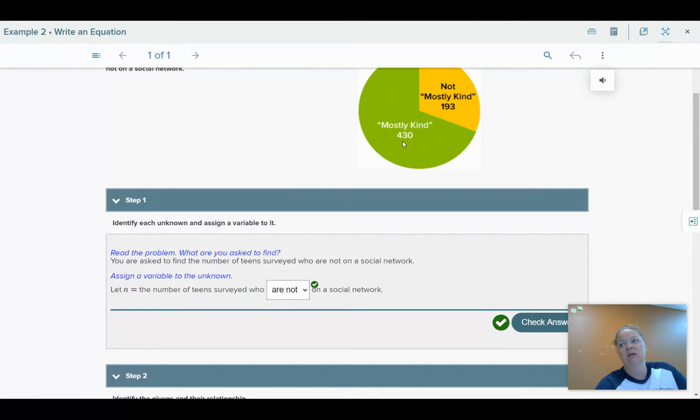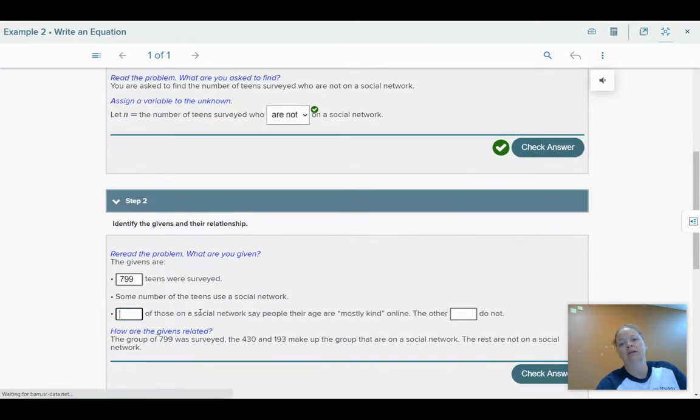430 say they're mostly kind. 193 say not. So 430 and 193. How are the givens related? The group of 799 was surveyed. The 430 and 193 make up the group that are on a social network. The rest are not on a social network.